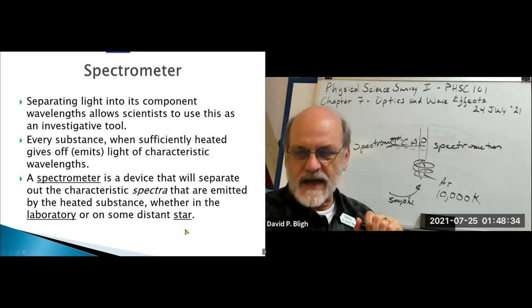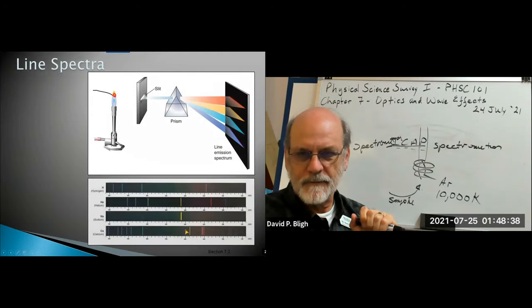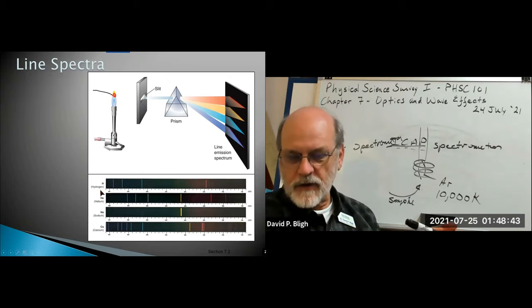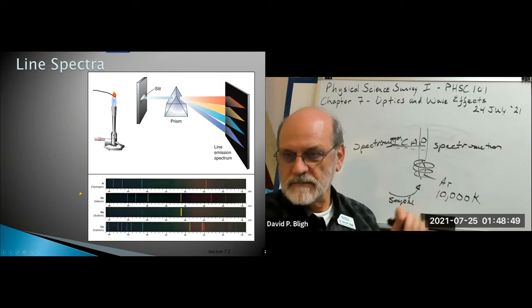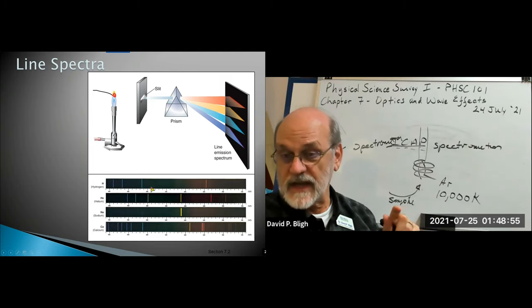Okay, so that's how a spectrometer works. And here's an example, right? For hydrogen, you get four lines of visible light. One, two, three, four. Those are characteristic of hydrogen. Helium, you get these characteristic 1, 2, 3, 4, 5, 6 lines.